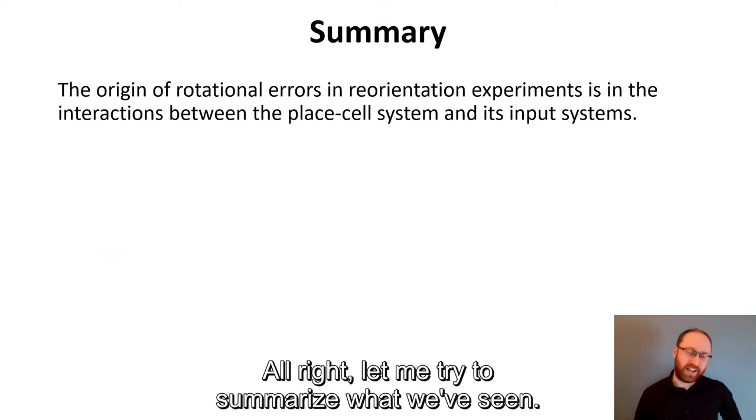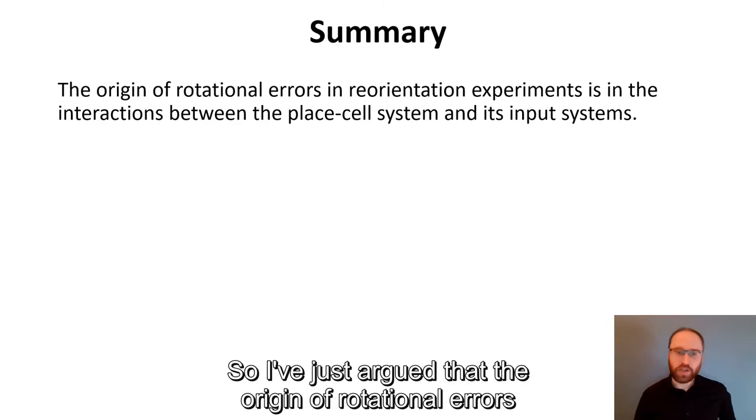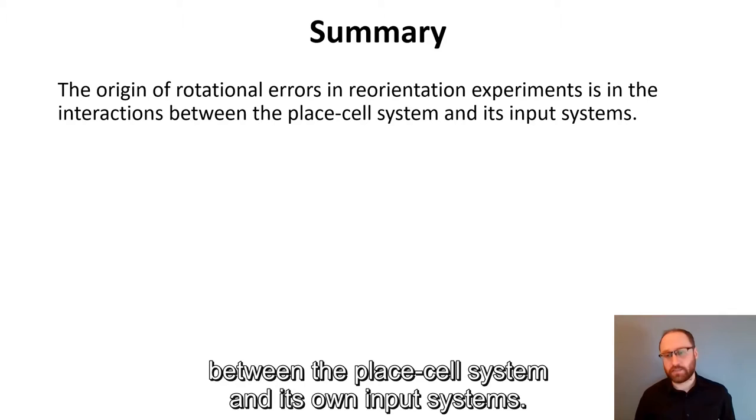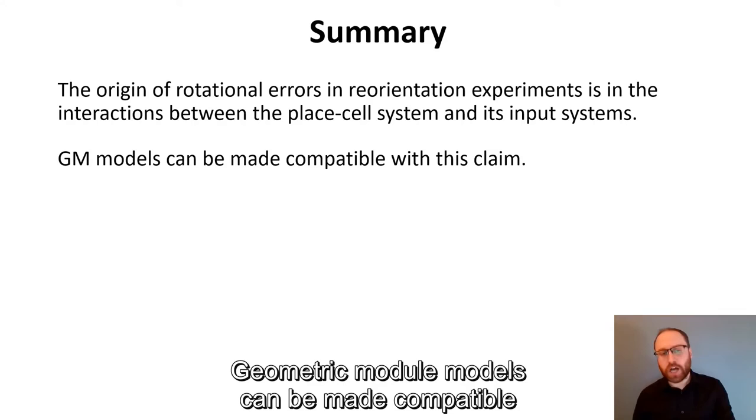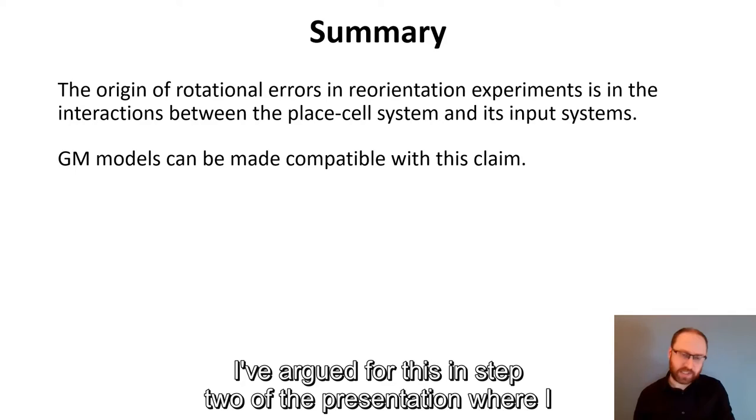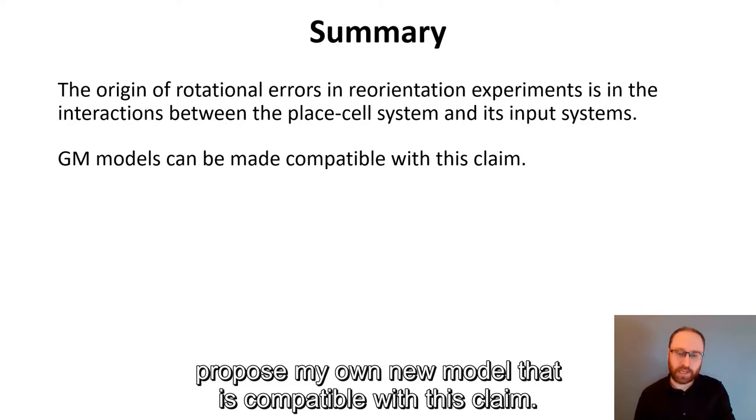All right, let me try to summarize what we've seen. I've just argued that the origin of rotational errors in reorientation experiments is in the interactions between the place cell system and its own input systems. I've argued for this on the basis of the Keenath et al. experiment. Geometric module models can be made compatible with this claim. I've argued for this in step two of the presentation, where I propose my own new model that is compatible with this claim.